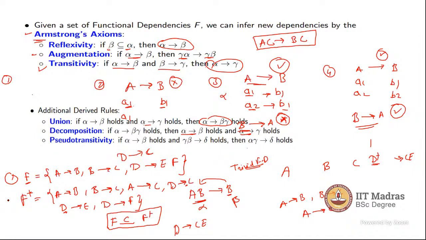Now this may not be a correct example for this, but we will require to decompose this if we want to perform some Armstrong axiom between these two functional dependencies.